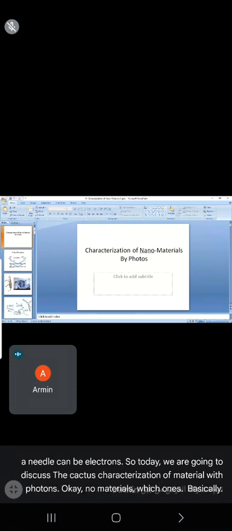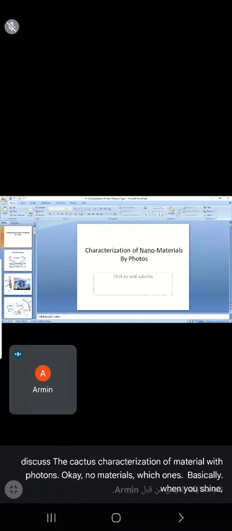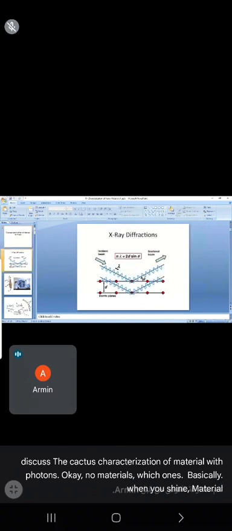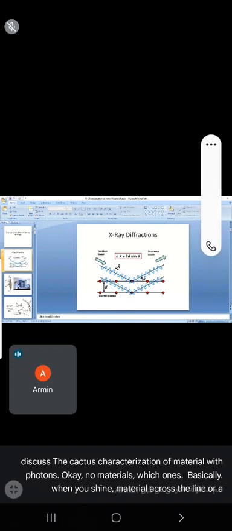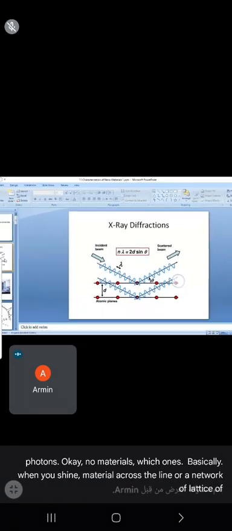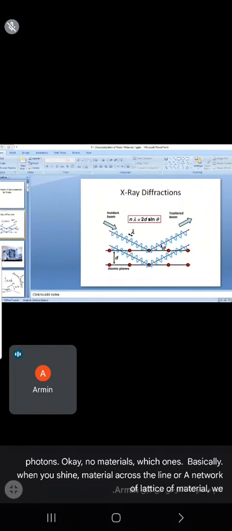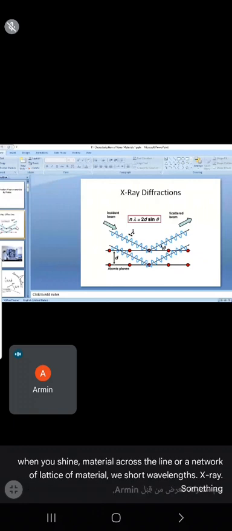Basically, when you shine short wavelength X-rays on a crystalline material, a lattice network of material, something happens which is called Bragg diffraction.